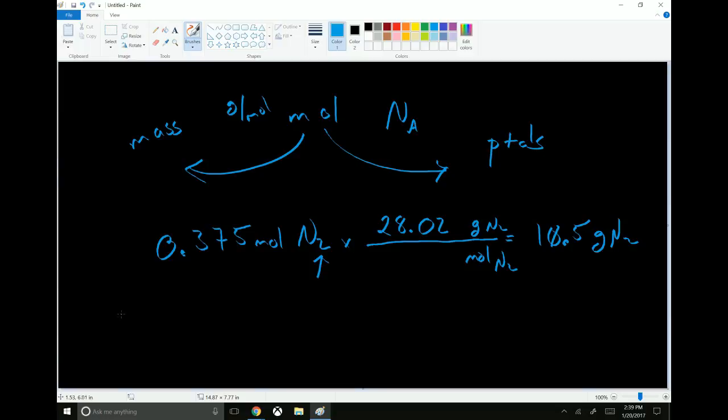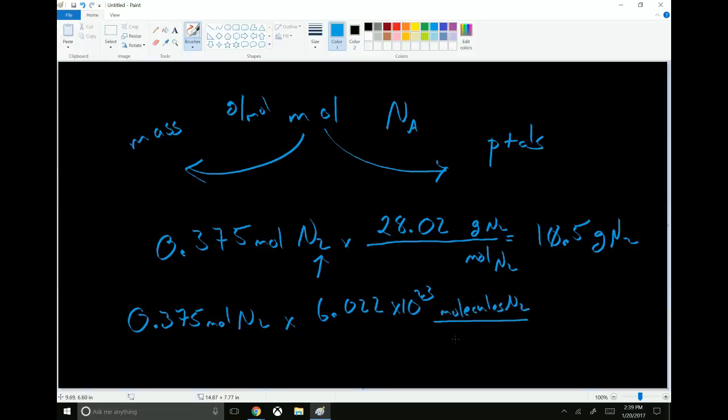And you can go in the other direction, using Avogadro's number to find out how many particles of nitrogen that is. That's 0.375 moles of nitrogen times Avogadro's number, 6.022 times 10 to the 23rd, in this case, molecules of nitrogen per mole of nitrogen. That is 2.26 times 10 to the 23rd molecules.